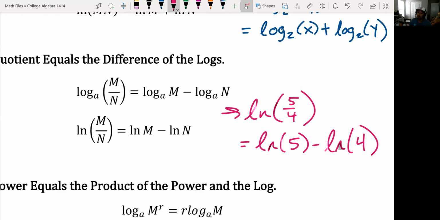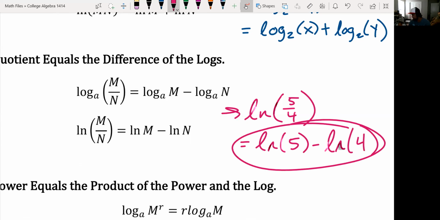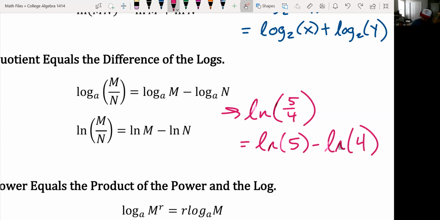Good times, right? All right, and once again, these properties can be reversed. So you could take natural log of 5 minus natural log of 4 and rewrite it as natural log of 5 over 4.